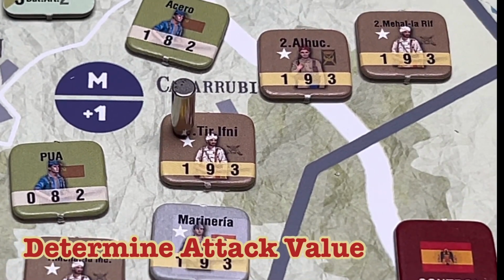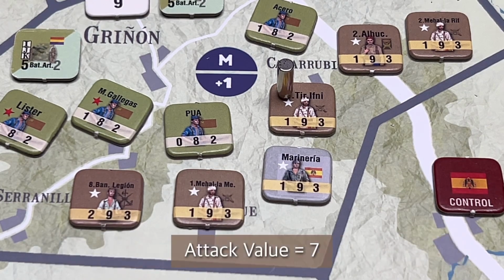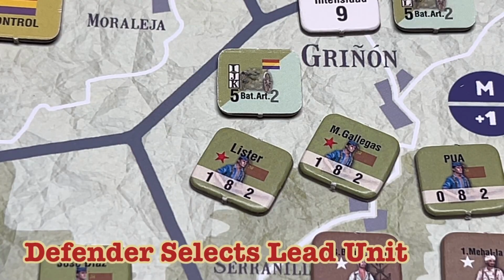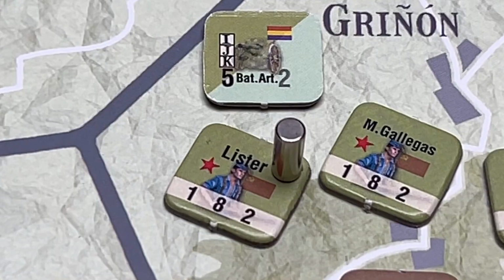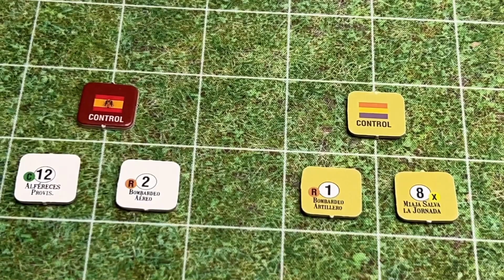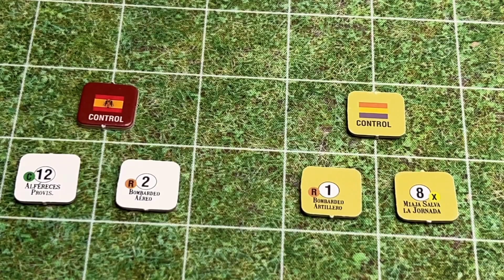Now we add the attack ratings of all participating assaulting units, for a total of 7. Next, the defender selects his lead unit, the Lister battalion. The defender's lead unit's defense strength will be used to determine the total defense value when added to the area's terrain effect modifier. Next, the players can play as many combat event chits that they currently hold and apply, with players alternating playing chits or not. And in this particular example, both players decide not to play any event chits.